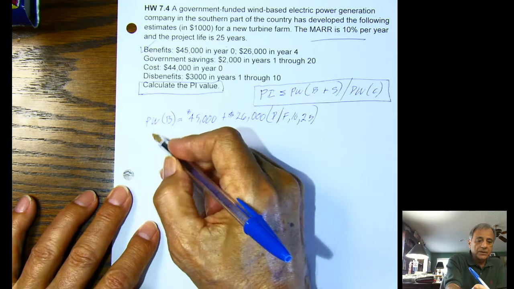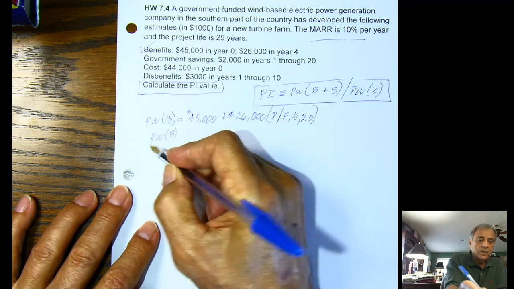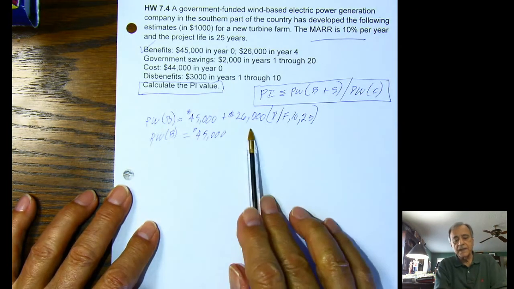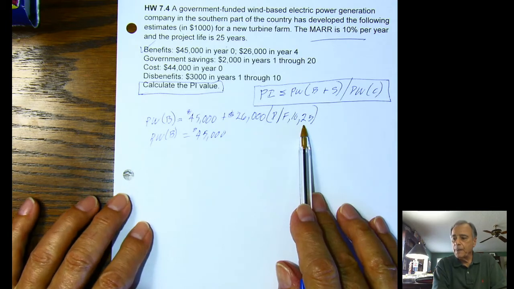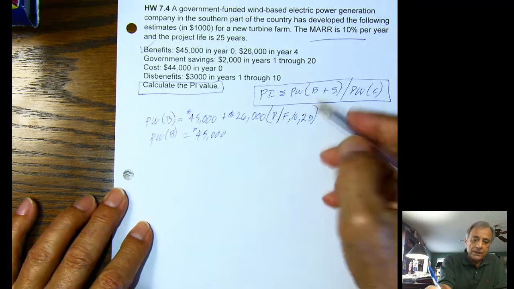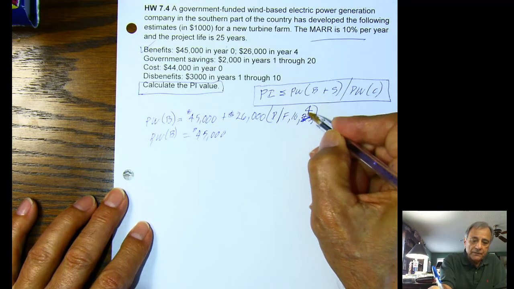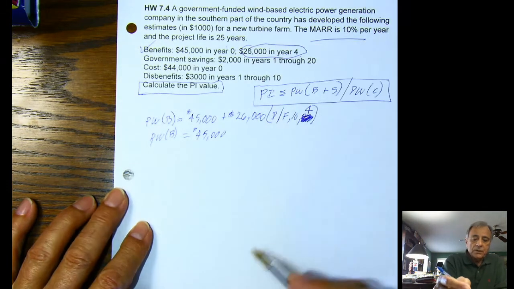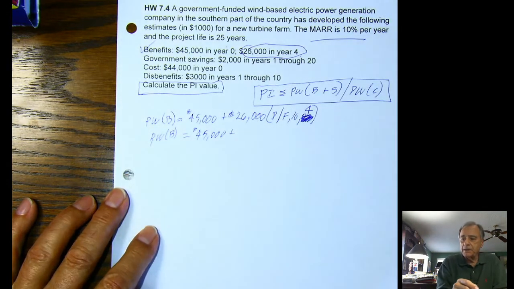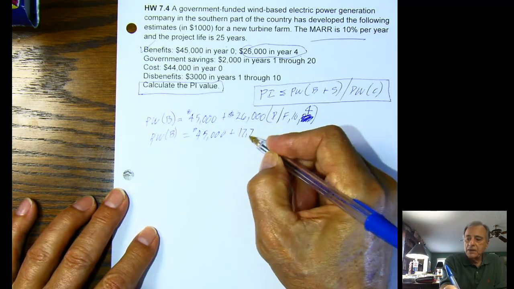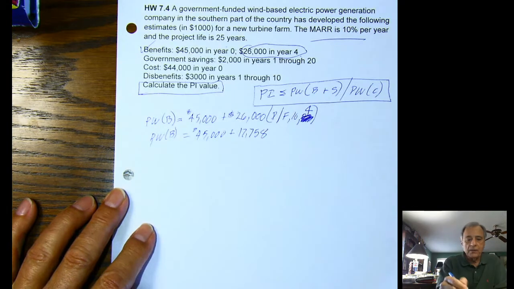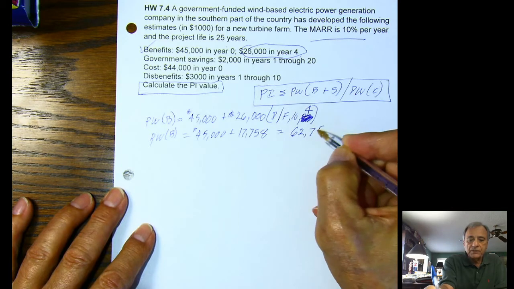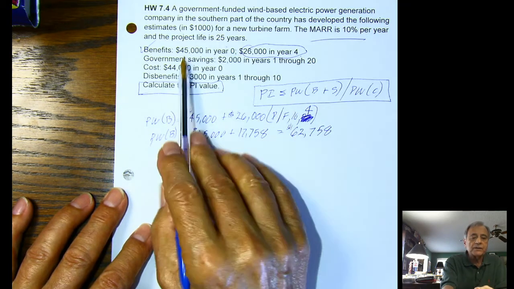So that's going to be $45,000 plus $26,000 times P given F, 10% for 4 years. I'm sorry, it's at time 4. So this is going to give me $17,758, and when I add these two together, I'll get $62,758. So that's the present worth of these two items.